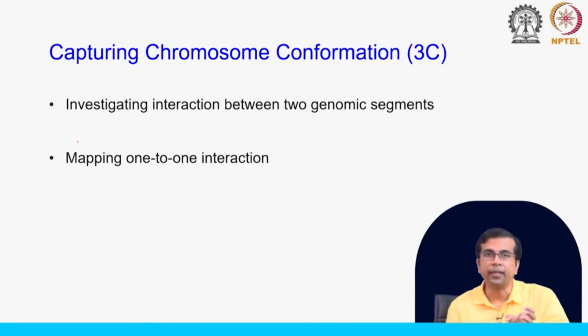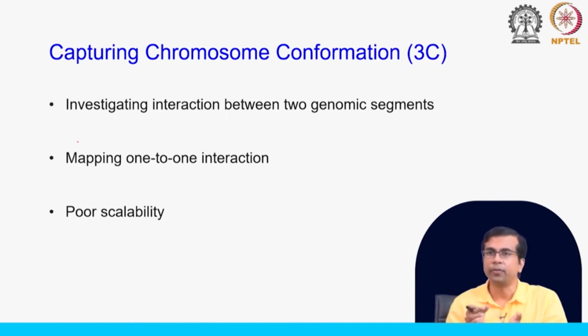What you also realize is this is mostly mapping one-to-one interaction. We are testing interaction of one genomic region with another genomic region. So, this is one-to-one interaction, and the scalability is poor. You cannot scale this up very easily across a large number of genomic regions. If you want to test this for 1000 regions, maybe just one region with 1000 other regions, this becomes very difficult to do. You have to design these primers, you have to do all the quantitative PCRs, and that becomes really tedious.